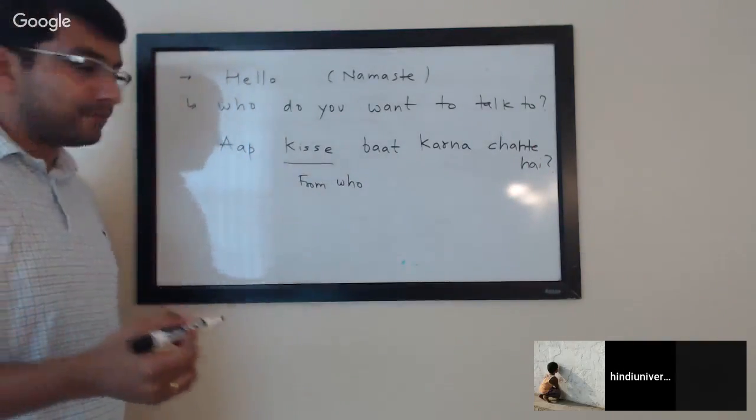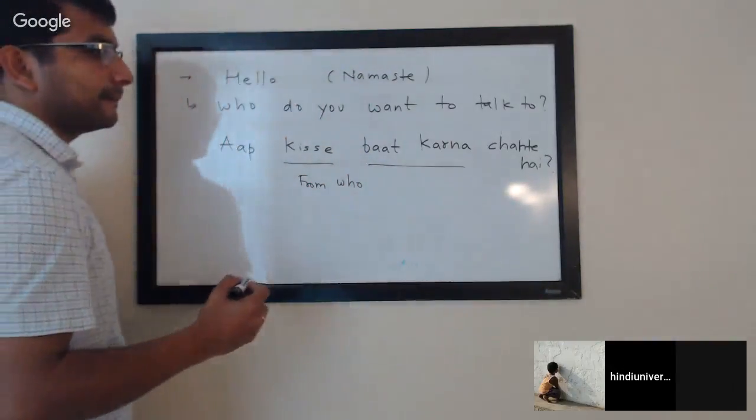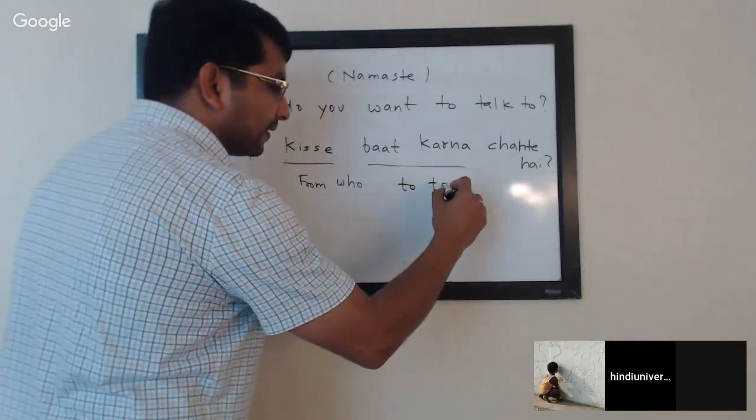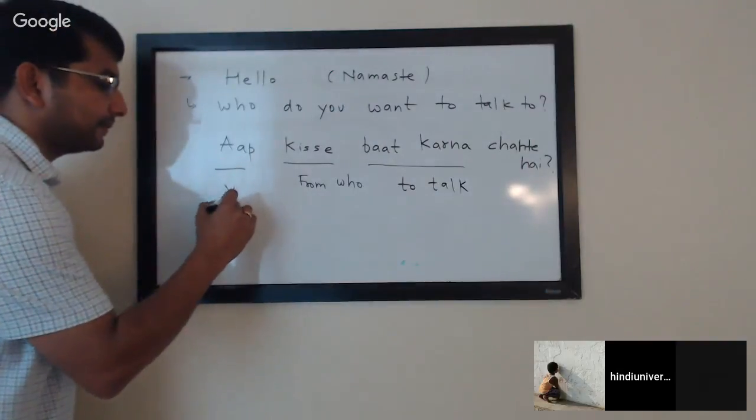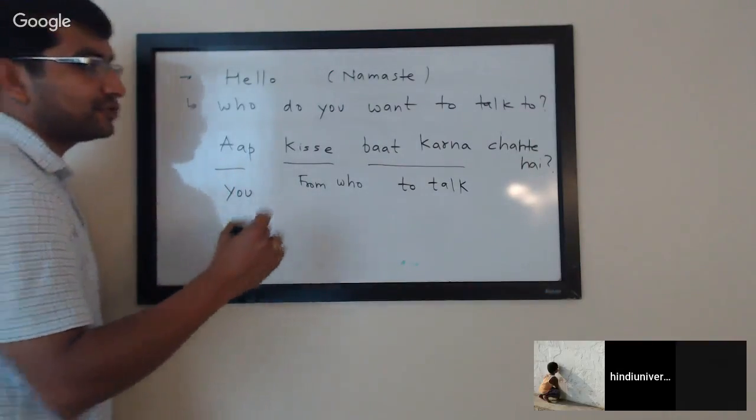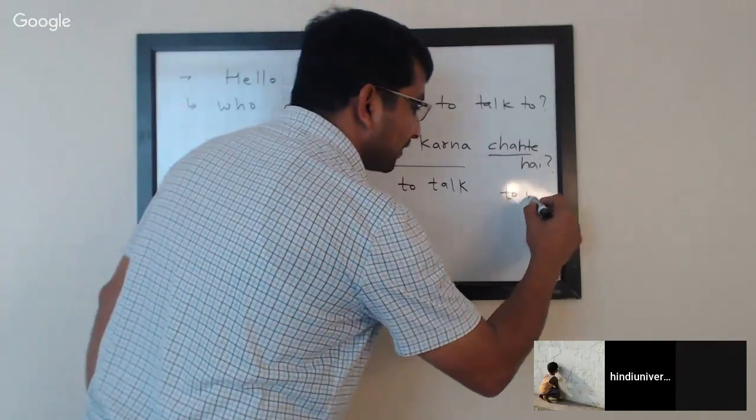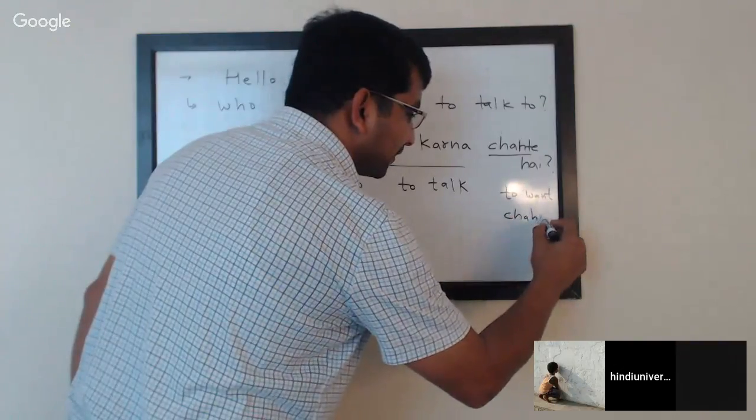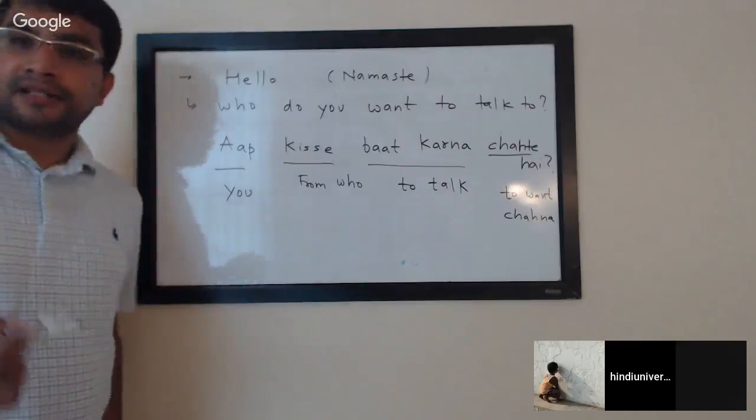से is from. Okay. बात करना is to talk. Okay. And then? चाहते हैं is want to. To want is चाहना. Very good. Okay. आप किससे बात करना चाहते हैं?